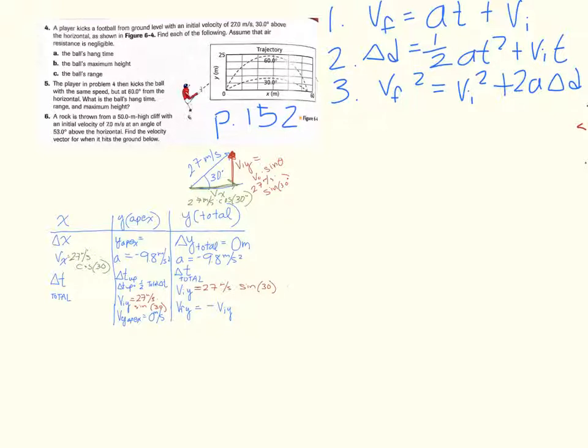Well, I know I can't use number 3 because it doesn't have time in it. Number 2 isn't bad, but if I actually go and fill in all of my information for time, I am going to have to use the quadratic formula. I might as well just use number 1. There's something really fancy that I can do here with equation number 1.